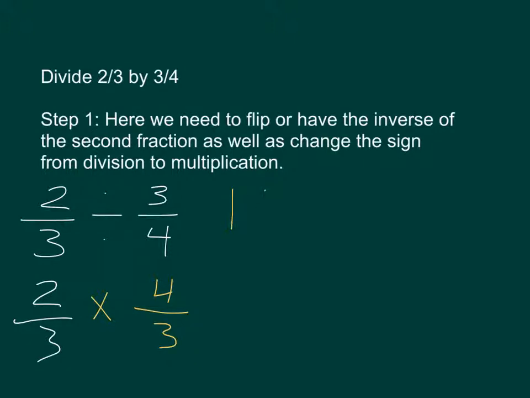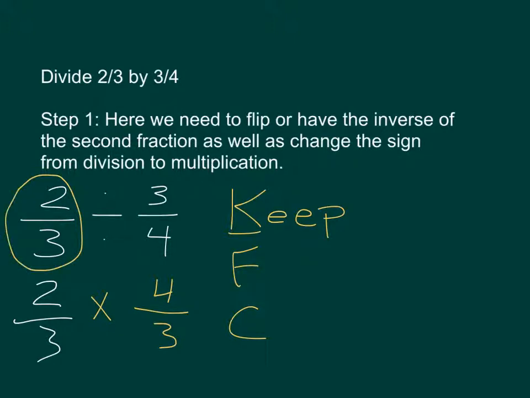a saying called KFC, which is not exactly the right order, but what this stands for is keep. The K means keep that first fraction in order, okay? The F stands for flip. What you're doing is flipping your second fraction here, and then change. You're changing from division to multiplication. So KFC: keep, flip, change.